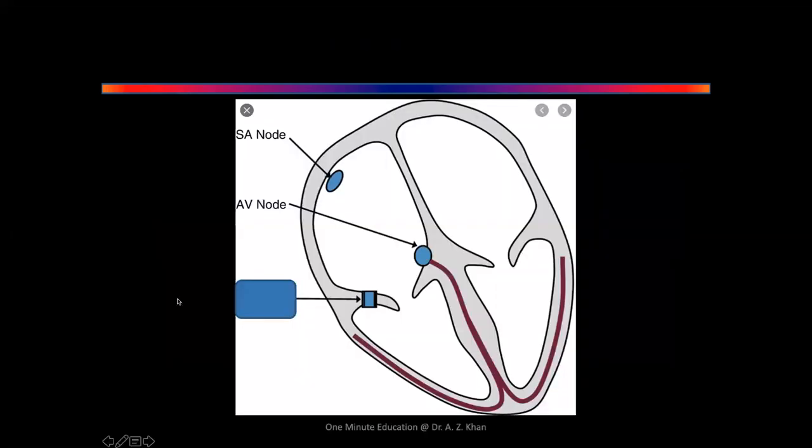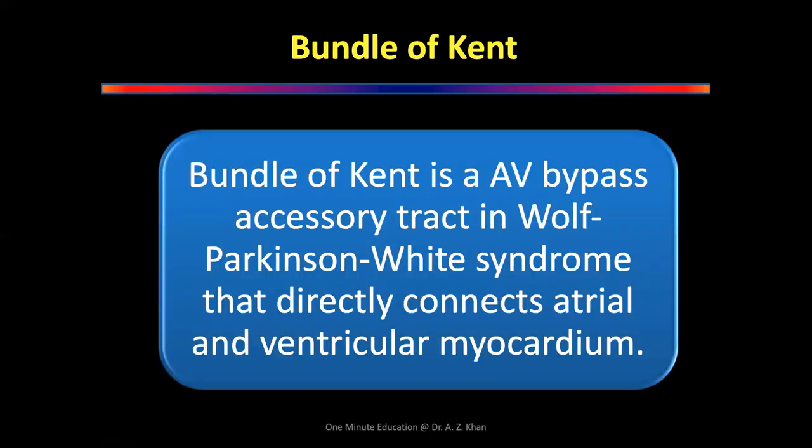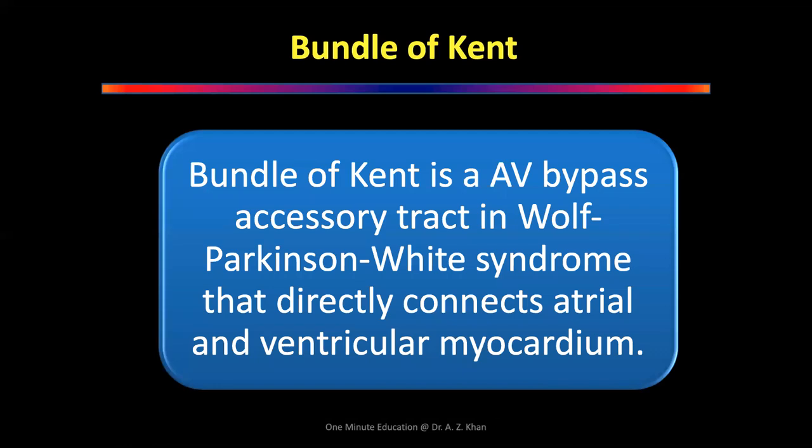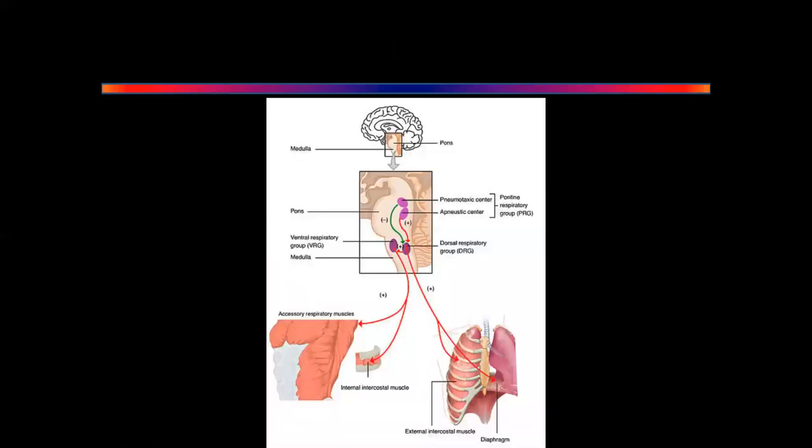What is this bundle? I spoke earlier about WPW. What is the blue marked out bundle? What is this blue thing? What is that marked out? Yeah, it's the bundle of Kent. All right. Bundle of Kent is an AV bypass tract in WPW syndromes that directly connects atrial and ventricular myocardium. So it's a bypass channel, okay, for the WPW. So there is a bypass to the blockage. And that is what gives you some of it.